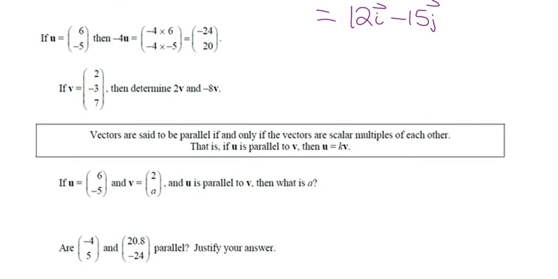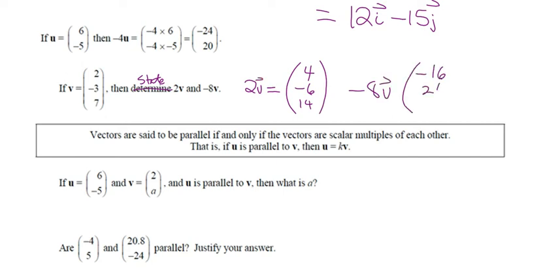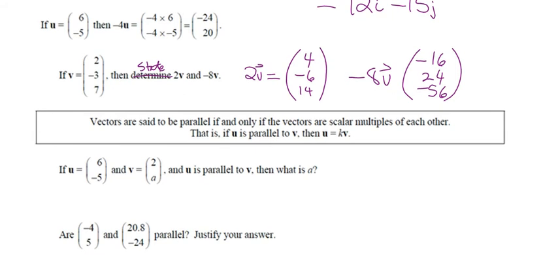If u is equal to 6, negative 5, then negative 4u is negative 4 times 6, and negative 4 times negative 5, or negative 24, 20. Determine, state. So what's 2v? 4, negative 6, 14. And what's negative 8v? Negative 16, 24, 56. Negative 56. Yeah, so far so good. You'll stop me if you have any problems? Okay, and I'll just continue on because there's no time.